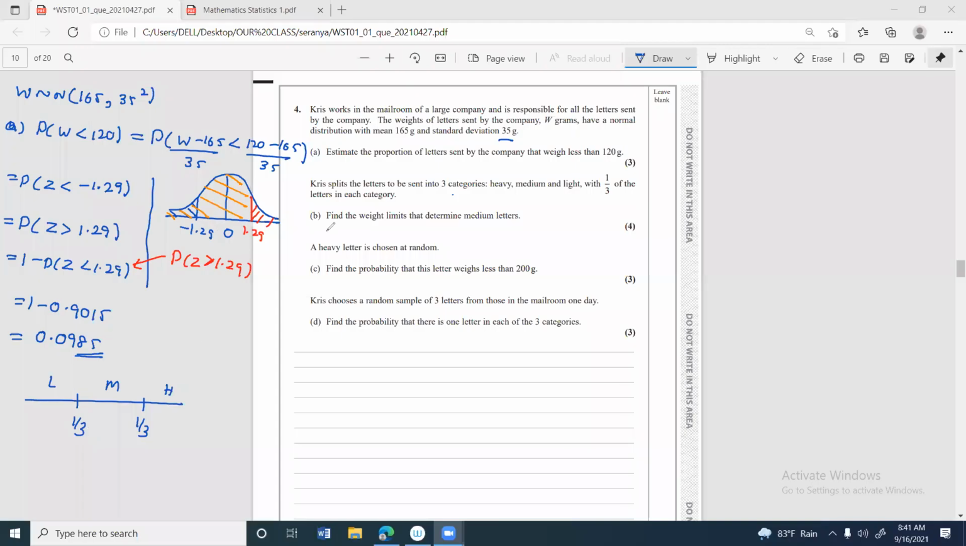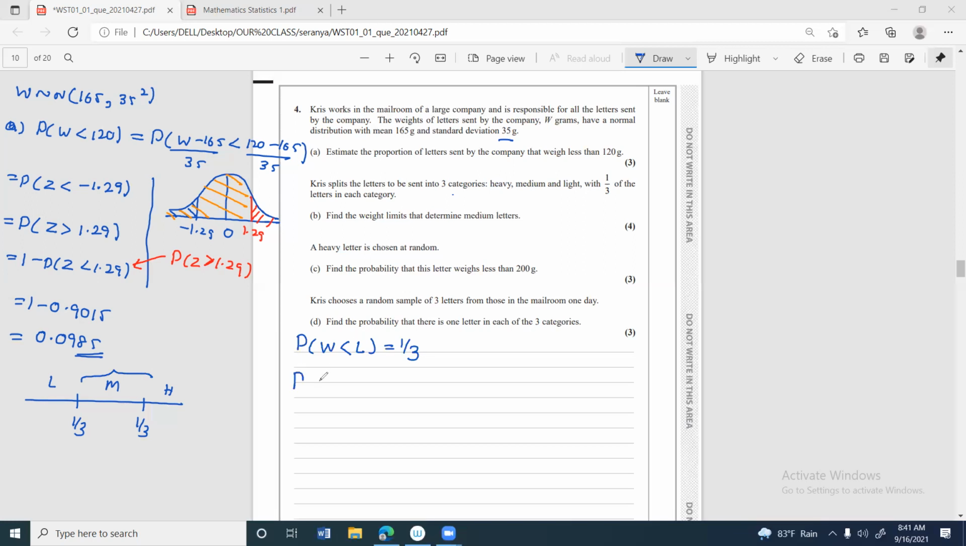Now let's see, we want to find the weight limits that determine the medium letters. We need to find this range. Initially, I need to find this boundary. This boundary means the probability of weight being less than the boundary, let's say light weight, is one-third. Then I need to find the boundary over here.